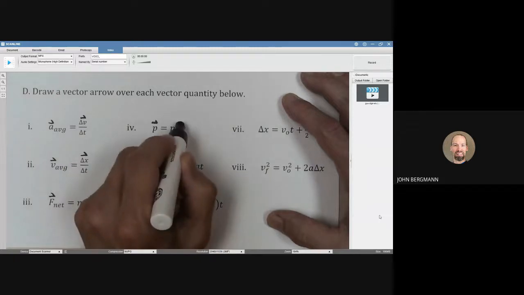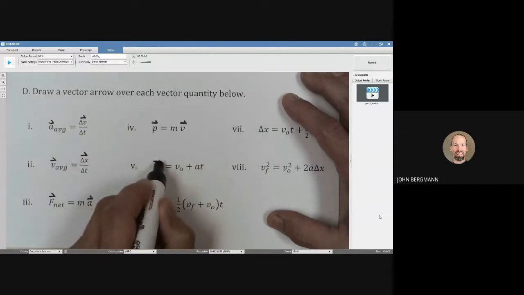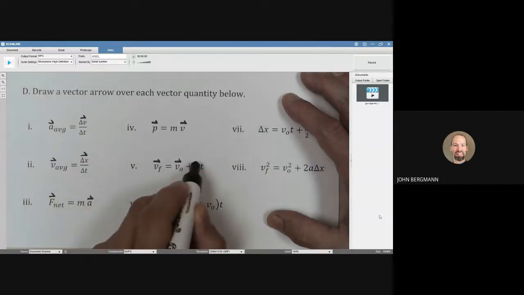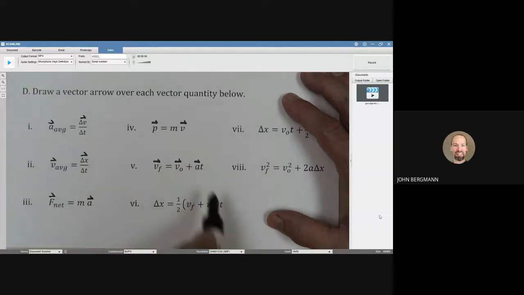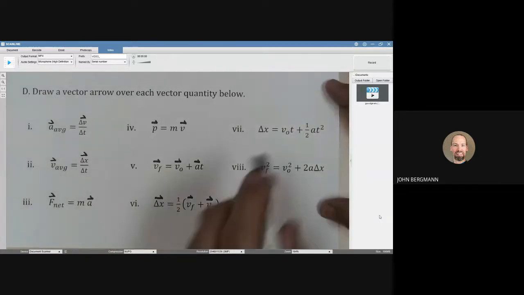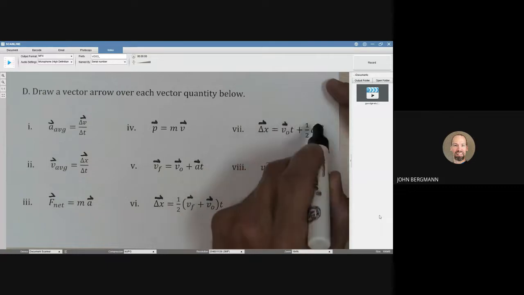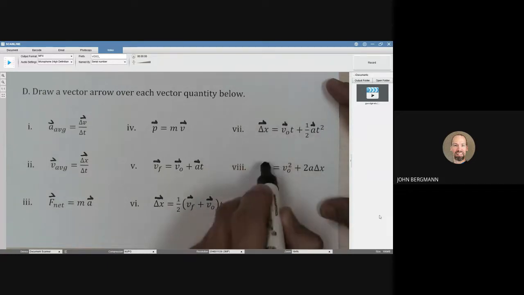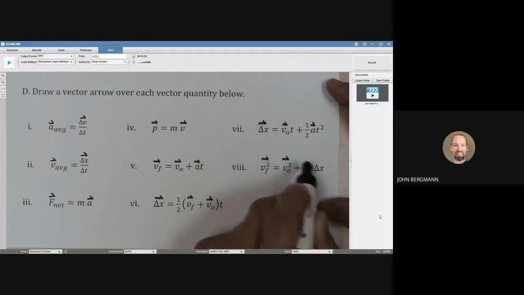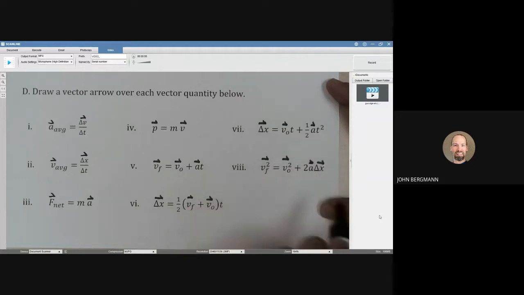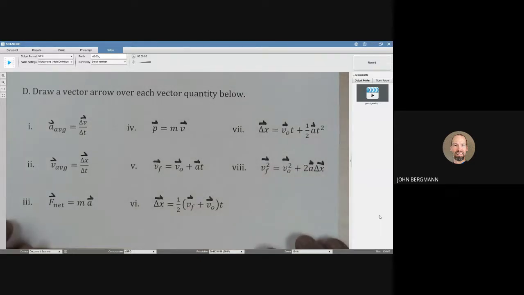Momentum is a vector, velocity is a vector, moving right along here, velocity, velocity, acceleration, not time. Displacement, velocity, velocity. So far, so good. This looks pretty easy. Displacement is a vector. Velocity is a vector. Acceleration is a vector. There you go. A couple things. Some things that we're seeing here.